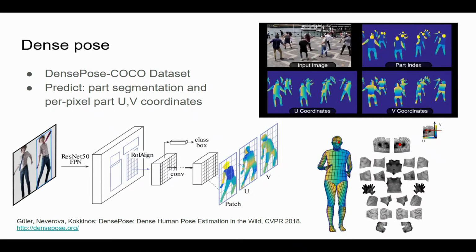And we can do things like even predicting dense pose, like in this case, where in each pixel, the network predicts the 3D surface coordinates of, let's say, the model of the person.